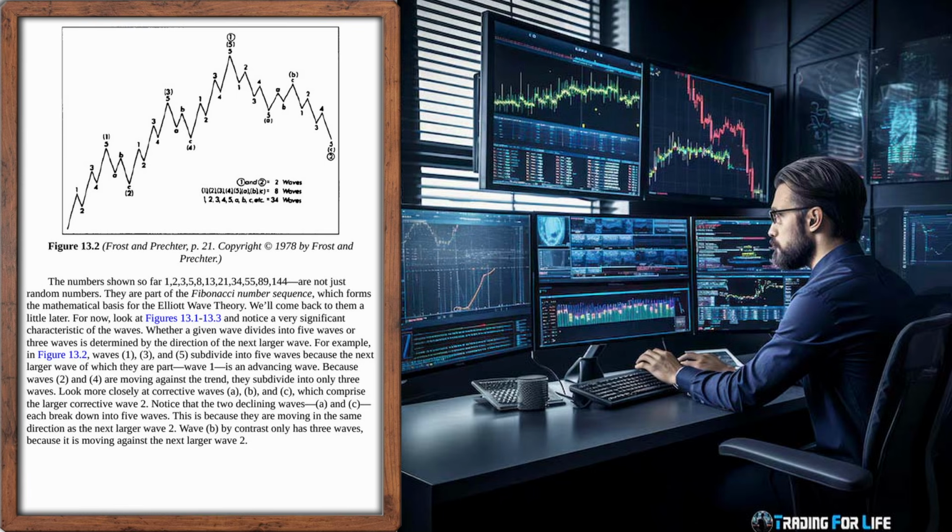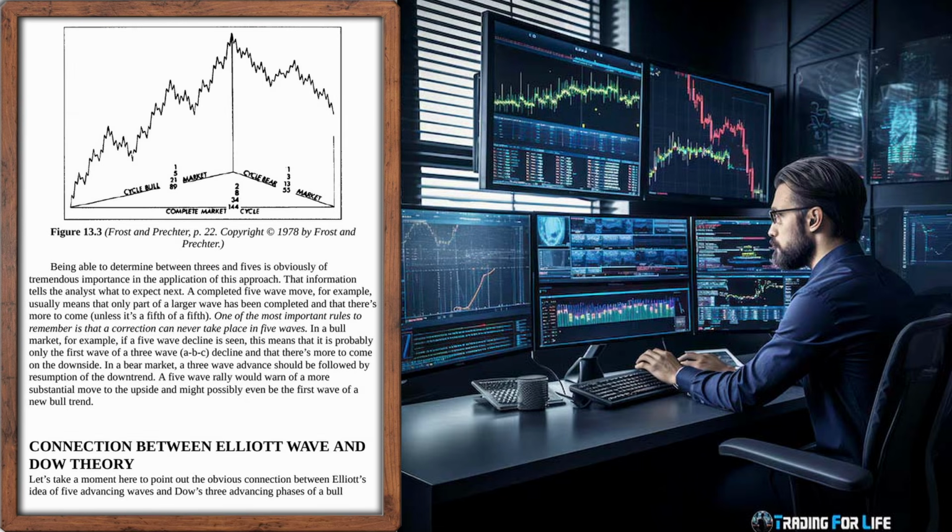Look more closely at corrective waves A, B, and C, which comprise the larger corrective wave 2. Notice that the 2 declining waves, A and C, each break down into 5 waves. This is because they are moving in the same direction as the next larger wave 2. Wave B, by contrast, only has 3 waves because it is moving against the next larger wave 2. Being able to determine between 3s and 5s is obviously of tremendous importance in the application of this approach. That information tells the analyst what to expect next.